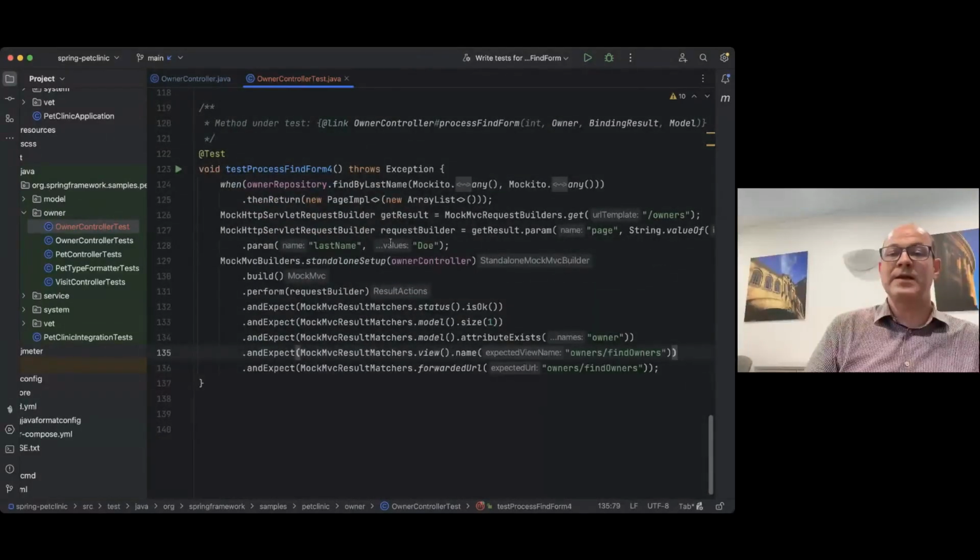And then the final case where we don't return anything, but we search for Doe, and that's testing the example where we've got name not found. All right, so we go back to the find owners page. So you can see how this approach can be very effective at finding unit tests. It's a very powerful technique.